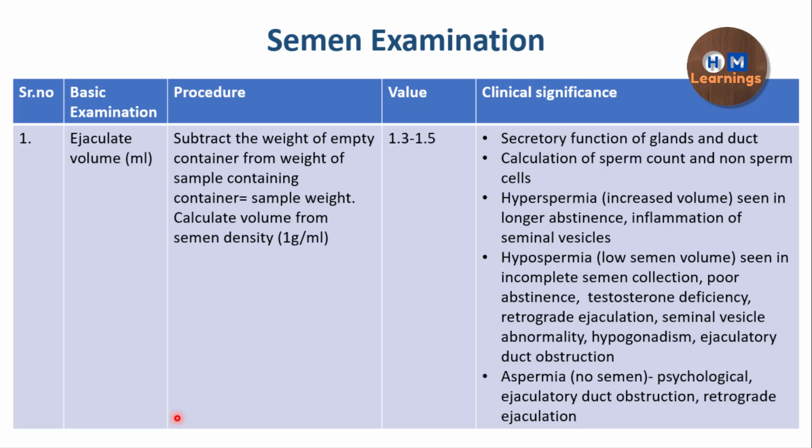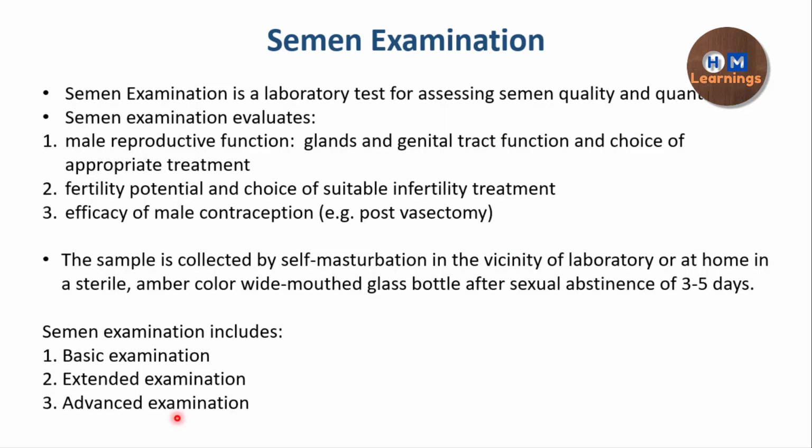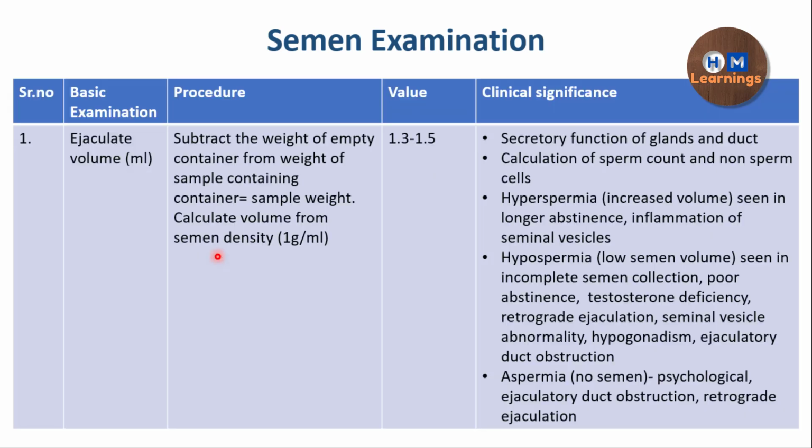Now, what does the basic examination have? What are the different parameters the basic examination has? So the procedure for the collection of sample for the basic examination is this only. First of all, after collection of the sample, the first thing to be done is the ejaculate volume. What is the volume of the ejaculate? The normal volume ranges from 1.3 to 1.5 ml.